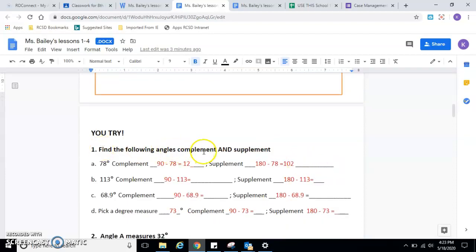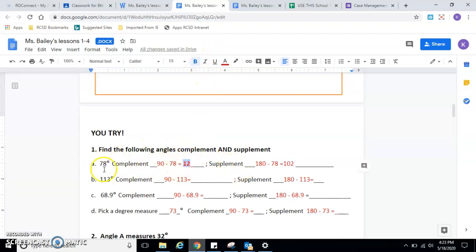Find the following angles, complement and supplement. Again, so they give you this angle, 78. And its complement is what adds with this to get complementary angles, which would be 90 degrees. So how you're going to find that is do 90 minus 78, which gives you 12. So the complement to 78 is 12. So I'm going to bold this. So that's your answer, 12. I'm just showing my work there.